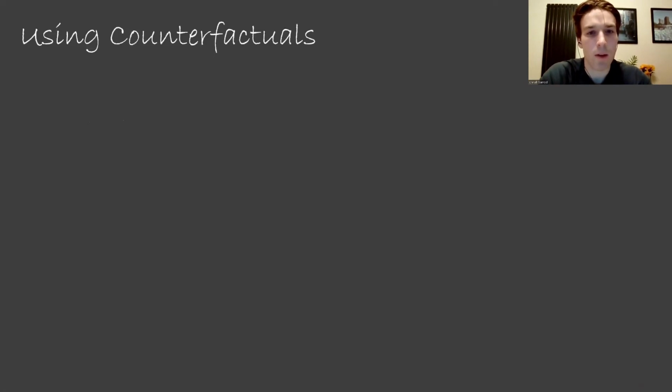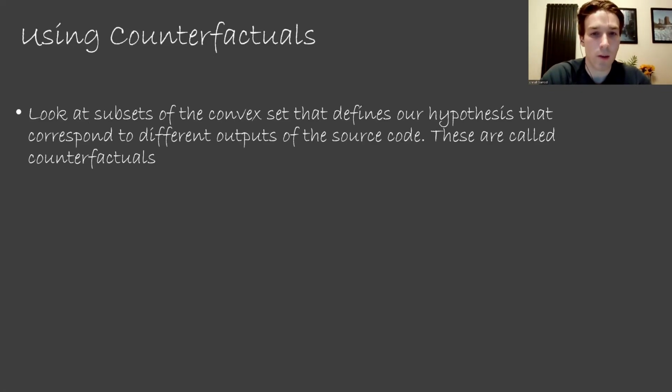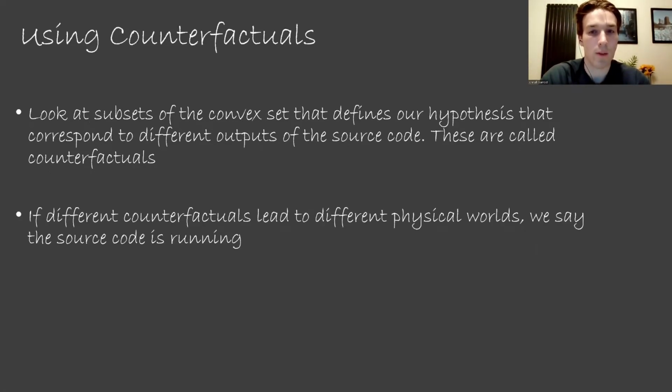Well, the idea is we look at something called counterfactuals. Recall we have access to our source code, and we also have a belief about its output, since it's a computation and our hypothesis involves beliefs about gamma, the computational universe. Also recall that our hypothesis is a set of distributions. We can consider counterfactuals by looking at subsets of this set that assign different outputs to our source code. These are counterfactuals. If the physical world looks different in different counterfactuals, we say that the source code is running.